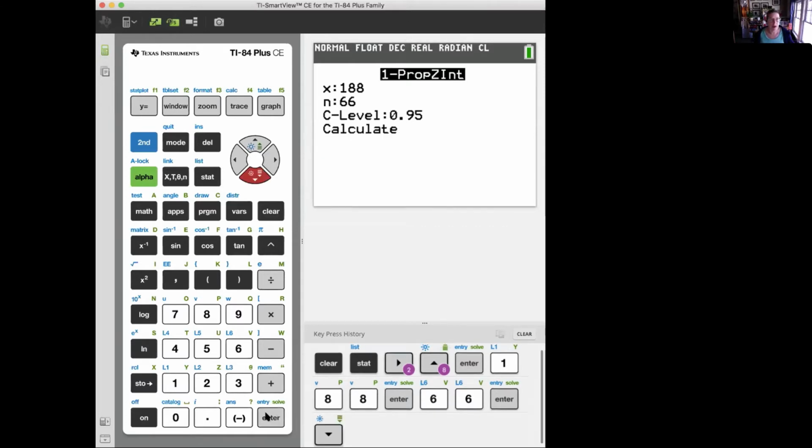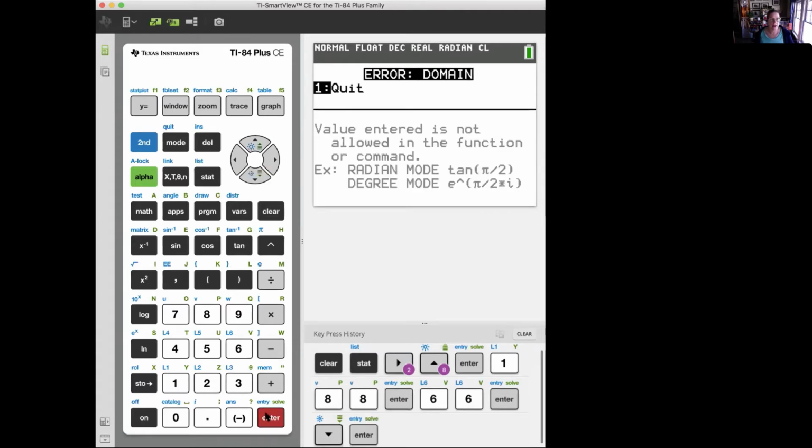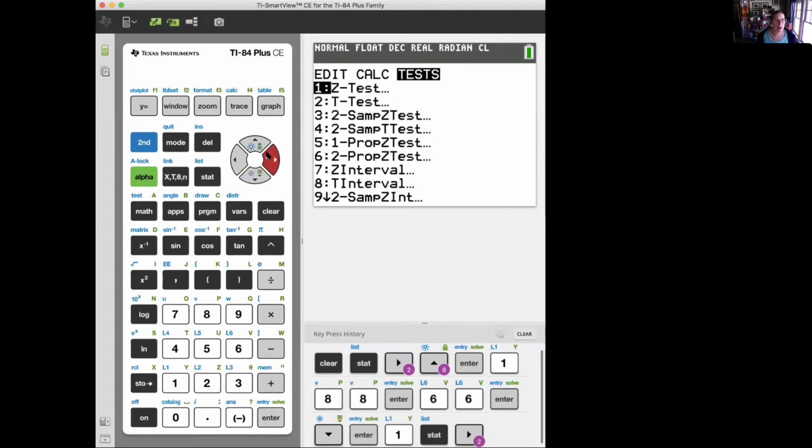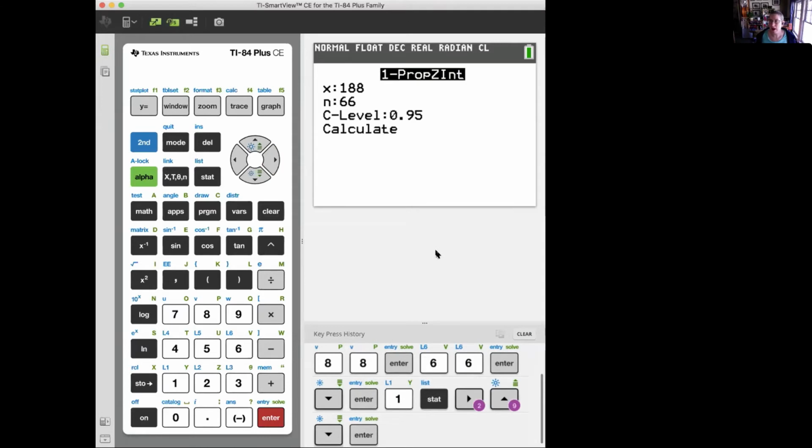The X should always be bigger. Okay, then we're going to press calculator. Let's try that one more time. I did see, remember how I said I often put them in backwards? I literally just did that. 66, remember I told you I do it wrong a lot and I get errors? That was the exact error I was talking about.